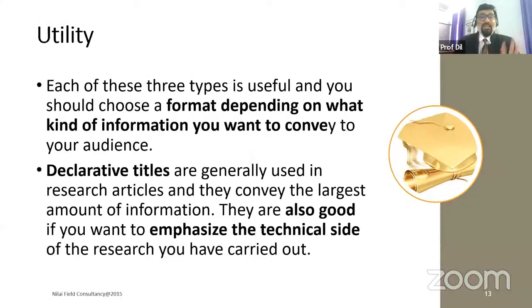All right. Each of these three types is useful, and you should choose a format depending upon what kind of information you want to convey. Declarative titles are generally used in research articles. They convey the largest amount of information. Usually, "Smoking leads to cancer", the kind of things I told you, a declaration. You're making that claim: "A higher entrepreneurial orientation leading to entrepreneurial intention." These kinds of things are declarations, exactly. They're also good if you want to emphasize the technical side, because you are talking about the analytical portion, the methodology, and likewise.